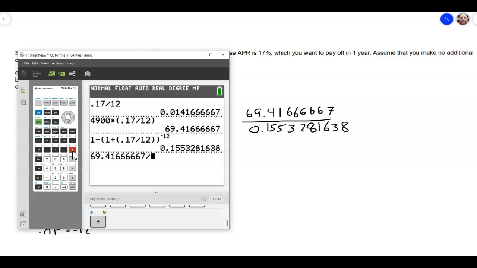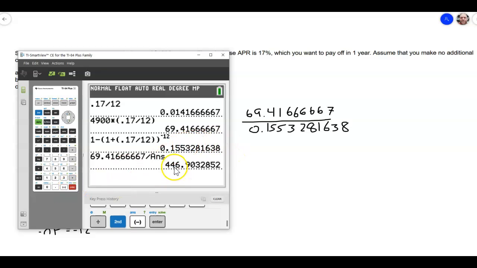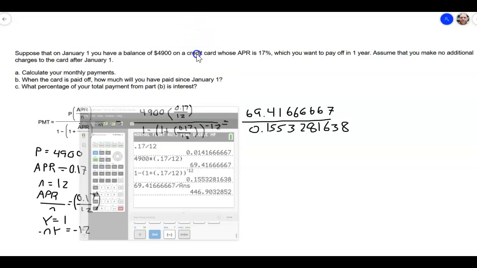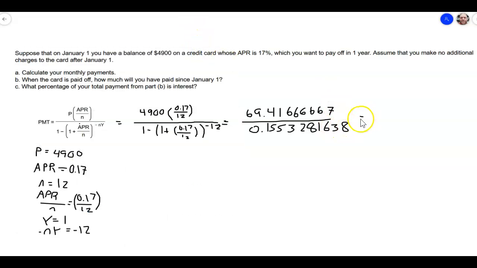and I'm going to do a little shortcut here. Instead of writing down that whole bottom, I'm going to do second answer. That'll pull up my last answer here, enter, and I get 446.90. So this is approximately 446.90.